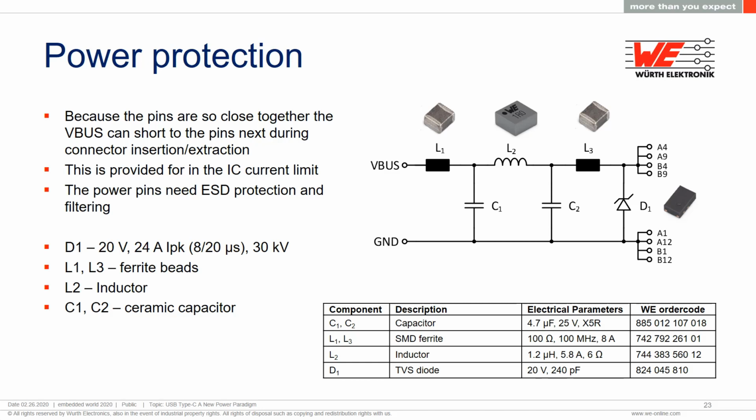Because the pins on the new connector are very small and close together, there's a possibility that they could short when inserted or removed. So both the source and the sink need to have short circuit protection and provide some type of current limit. When the connector is removed, power is shut off and any capacitors have to be discharged. Like any connector, the pins also need ESD protection and filtering. Here are some of the components that can be used to achieve ESD protection and EMI filtering. A TVS diode plus inductors and capacitors are used to reduce the noise on power lines.